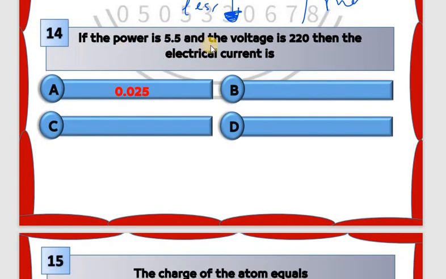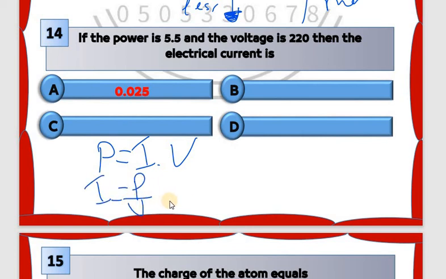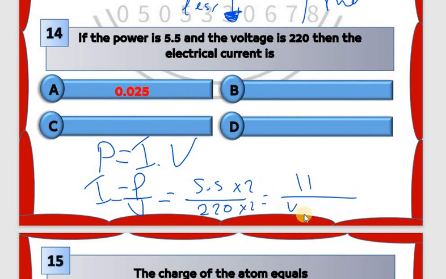If the power is 5.5 kilowatts and the voltage is 220, what is the electrical current? Power equals electrical current times voltage, so electrical current equals power divided by voltage. Power is 5.5 divided by 220. Multiply by 2, multiply by 2, so 11 over 440. Divide by 11: 1 over 40 is 0.025.